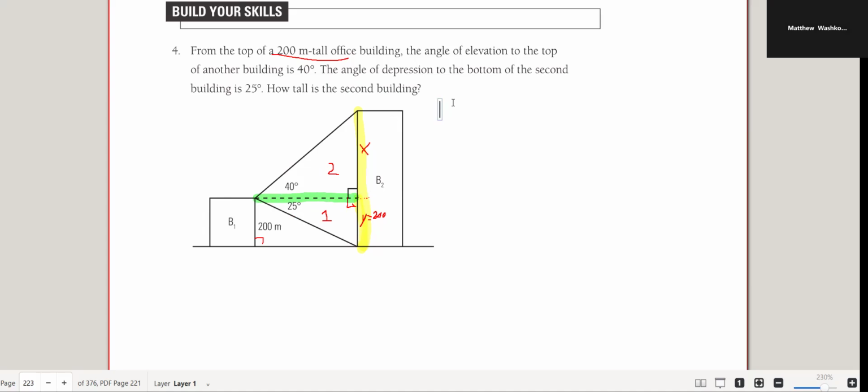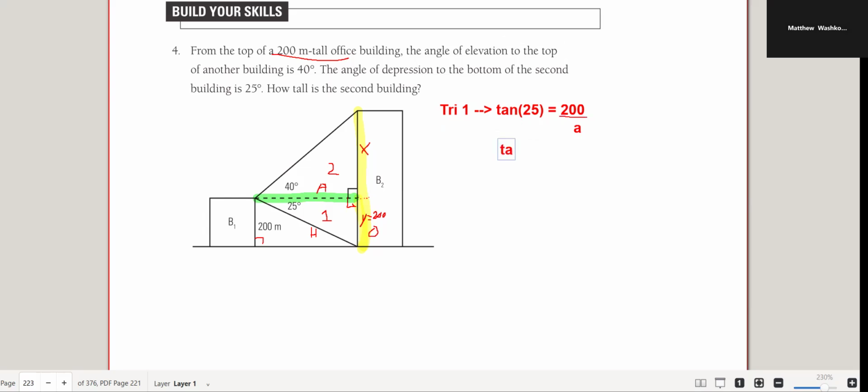So for triangle 1, right? I have an opposite side. I'm trying to find the adjacent side, and there's a hypotenuse. I'm using O to find A. Tangent of 25 is equal to O, which is 200, divided by A, which is, I don't know what it is. Right? We've done this a ton of times before.